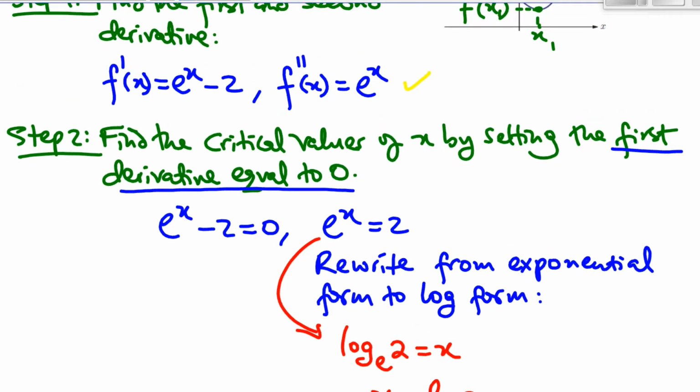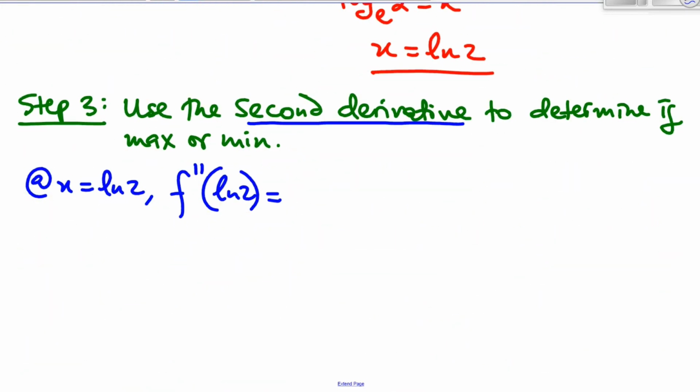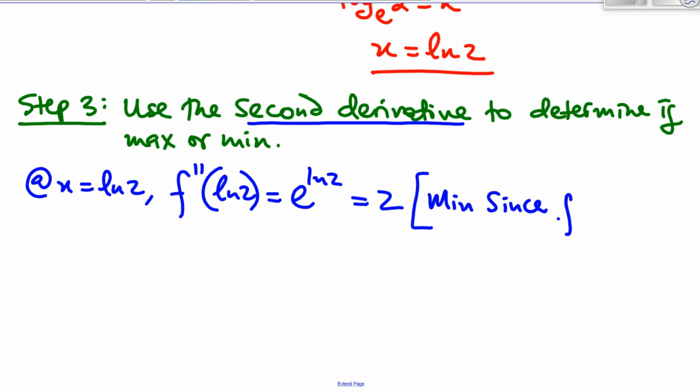So we plug that into our second derivative, and we'll have e^(ln 2). And e^(ln 2) is just equal to 2. You can check your formula booklets for that. Which means that we have a minimum, since the value of the second derivative is greater than 0. So we have a minimum point.